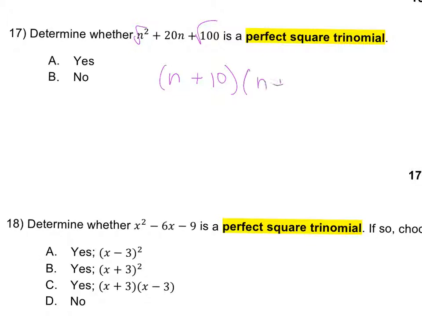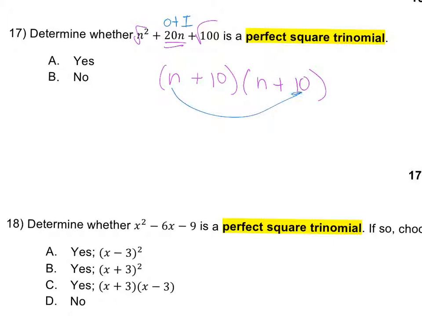So I'm going to check to see if it works. Who am I looking to make sure that it works? The middle term, because it's easy to see that n squared gave me n times n, and 100 is 10 times 10. But remember that sometimes the middle term is representative of what two terms being added? The outer and inner, right? So we want to make sure they add up to 20.